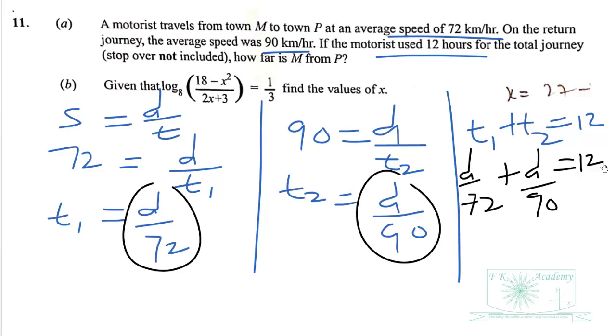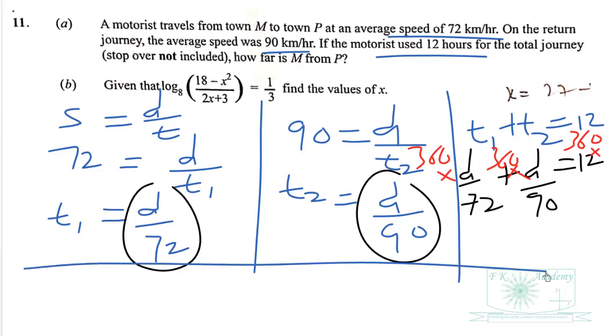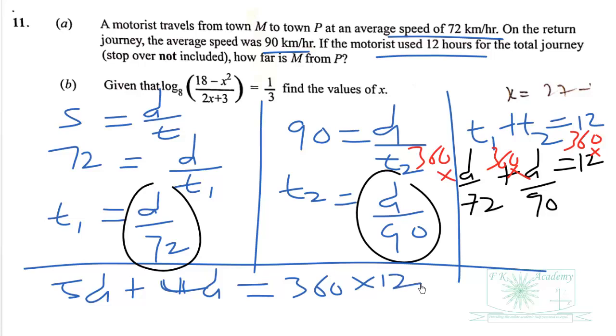So 72 going to 360 5 times. So times 360 times 360 times 360. We multiply through by 360. So 72 going to 360 5 times. So we'll get 5d, then plus 4d, and that will be equal to 360 times 12. So we have 9d is equal to 360 times 12.